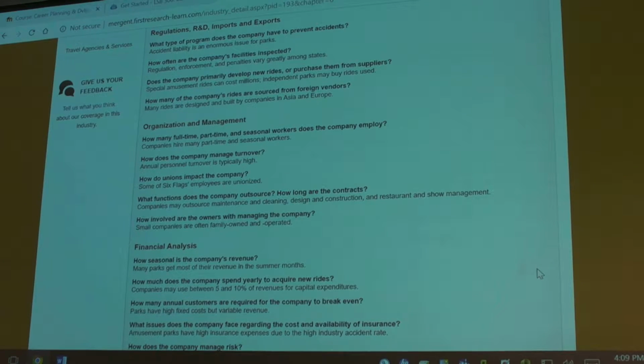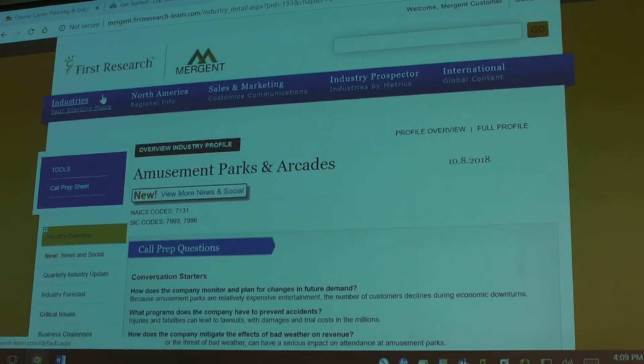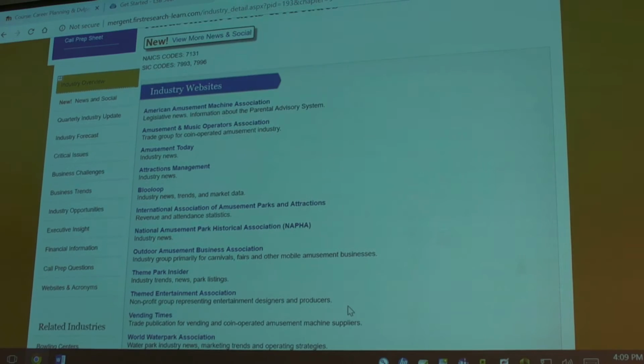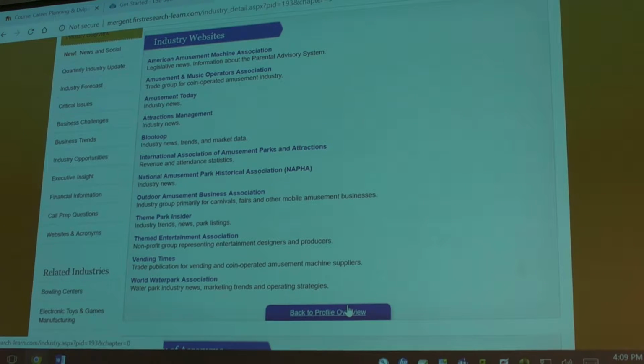The other section I want to point out to you, and I'm going all the way back up to the top, and we're looking in that first column again, under call prep questions where it says websites and acronyms. So you may or may not remember from FBE, but I am a very big fan of those things called trade associations and trade publications for doing research. These are the organizations whose members or people who have an interest belong to them, and they're very specific to that industry. So notice, there's an International Association of Amusement Parks. There's a magazine called Amusement Today.